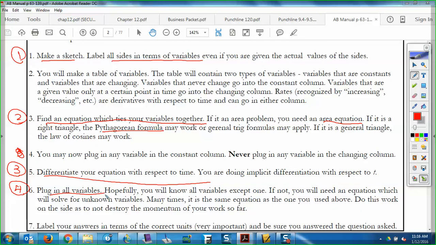So like in the ladder problem, we did the derivative of this. We had 2x prime, 2y prime. So usually that equation's already there. You already have the equation you need to find any missing pieces. Okay, and then the last one says label your answer. Label your answers in terms of the correct units, very important, and make sure you've answered the question.